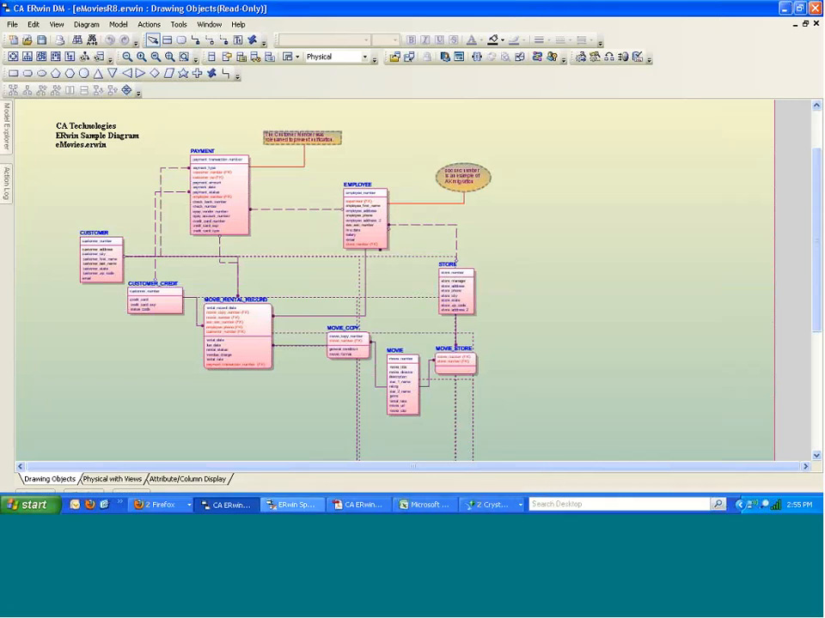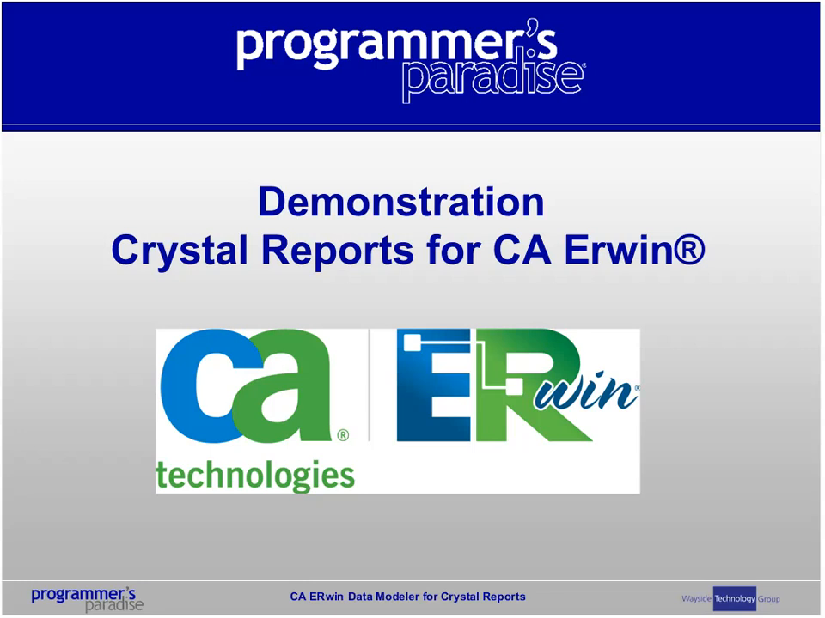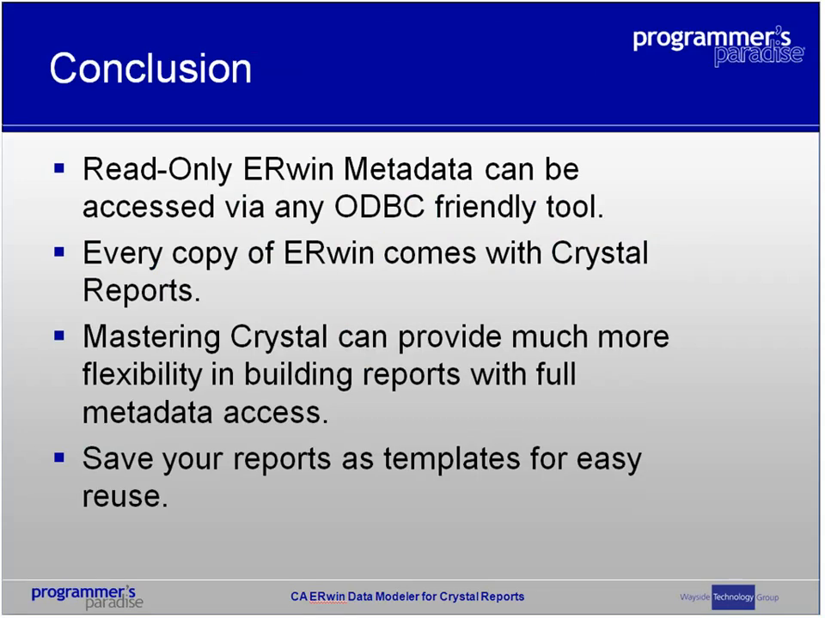So let me just wrap things up, and then we can take a couple questions if we have any. So in conclusion, with Erwin you have read-only access to the Erwin metadata using the ODBC friendly tool within Erwin. Every copy of Erwin comes with Crystal Reports built in, a developer edition of it, as well as the bundled version that you can run from your pinned reports that come included with the Erwin software.